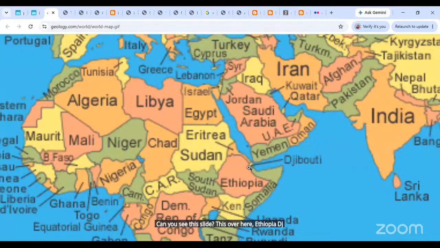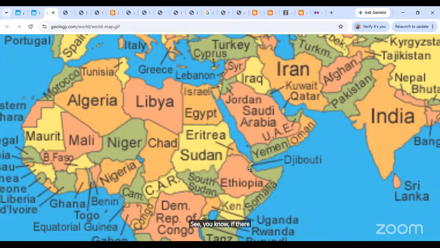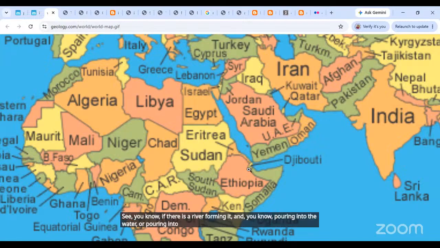So this is closer to the equator and a very high rate of evaporation. Very, very high rate of evaporation. Okay. So the higher the rate of evaporation, greater the salinity, right? And there is no influx of any rivers or anything of that sort. See, if there is a river pouring into the lake or the pond, then clearly the salinity levels will be lower.